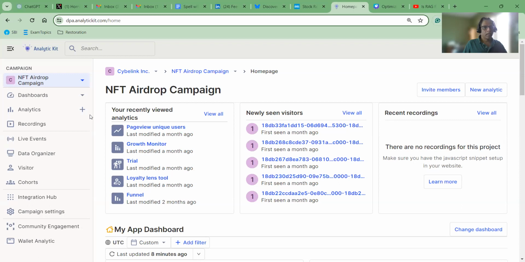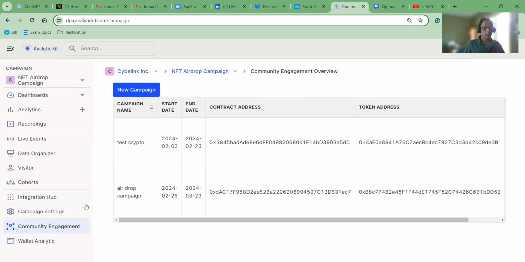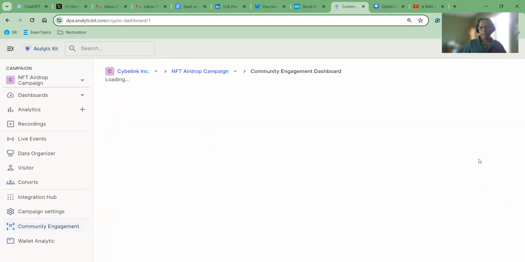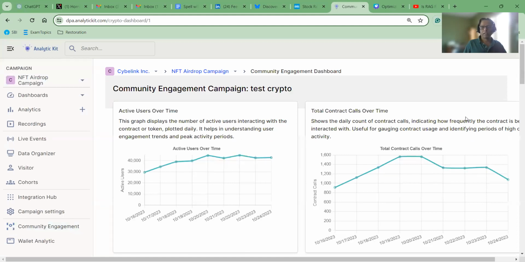Once you enter this website, all you have to do is go to Community Engagement from the left-hand menu. In Community Engagement, you will see however many campaigns you started. Again, I have explained in my previous videos how to start a campaign by clicking New Campaign and entering the contract address, token address, and all the information. Once you have the campaign running, you can get the daily usage by clicking the View button.